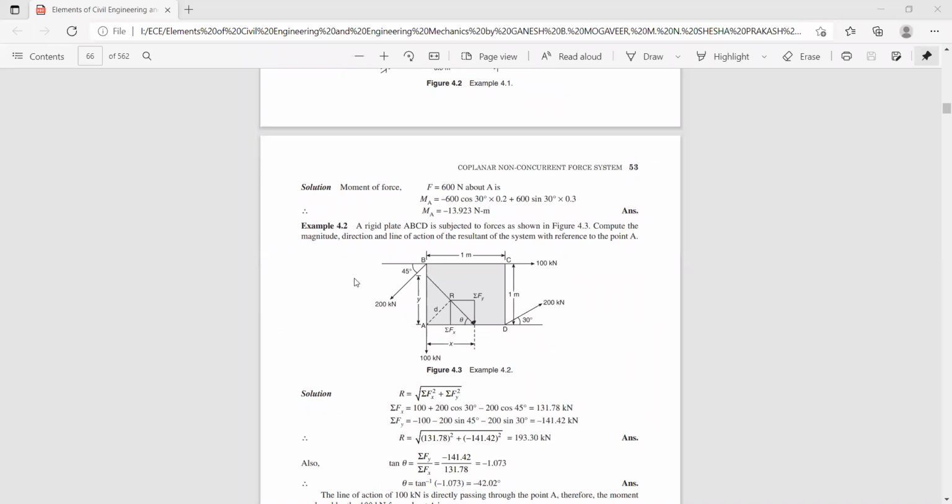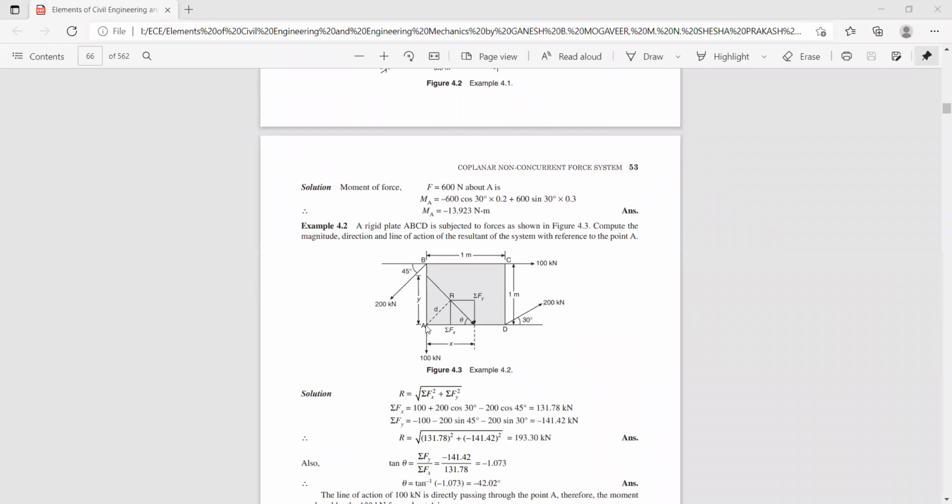Now let us discuss this problem. A rigid plate ABCD, this is point A, this is point B, this is point C, and this is point D. A rigid plate ABCD is subjected to the forces as shown in the figure. Compute the magnitude, the direction, and the line of action of the resultant of the system with reference to point A. So here we need to find the magnitude of the resultant, the position of the resultant, and the direction of the resultant with respect to this point.